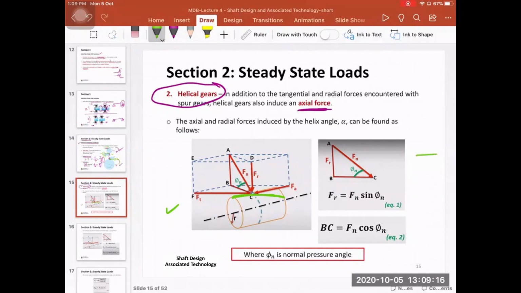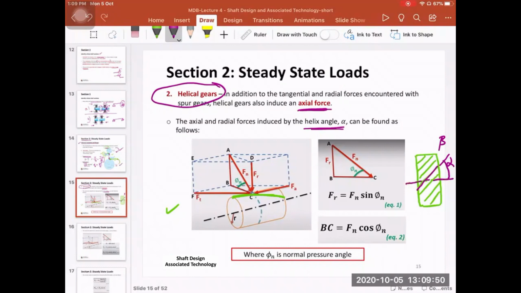If I just draw here, for example, a side view of the gear, let's say this is the side view of the gear, and you have a center line here. The teeth are going in a specific direction with the center line. So the angle here between the tooth and the center line is alpha. Sometimes they call it beta. This is defined as the helix angle, so it is the angle between the tooth and the center line.